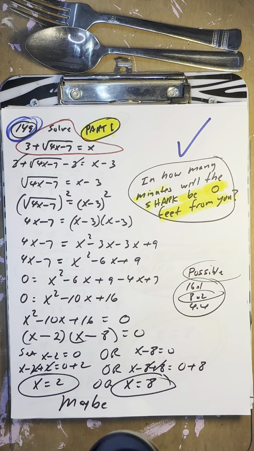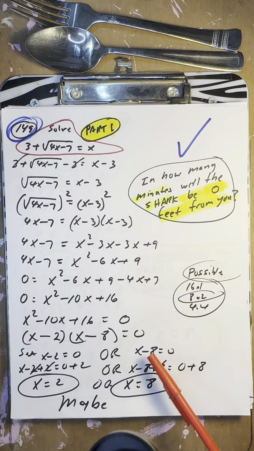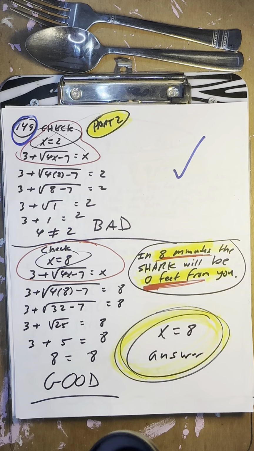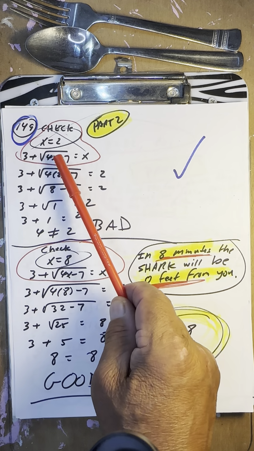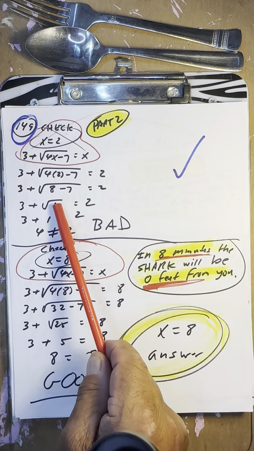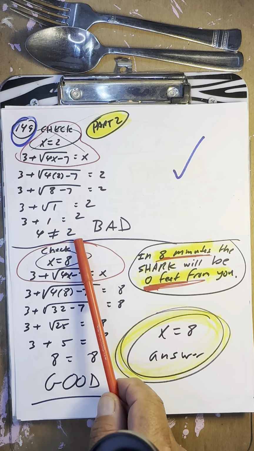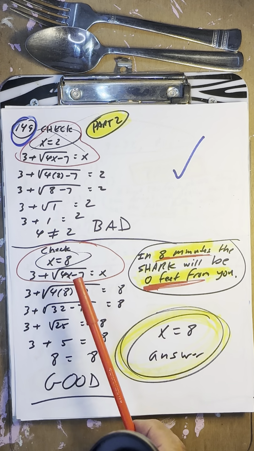How many seconds until the shark is 0 feet from you? Let's check it. We try the 2. Put a 2 in there. 4 times 2 is 8. 8 minus 7 is 1. Square root of 1 is 1. 3 and 1 is 4. Oh, it's not equal to 2. That doesn't work. Try the 8.